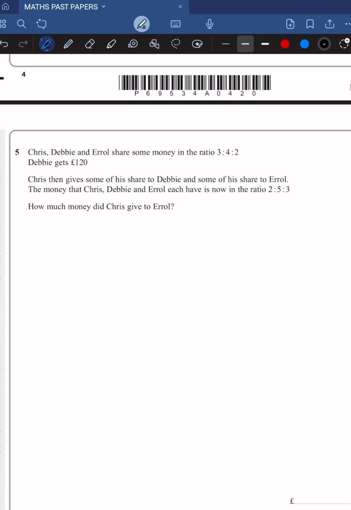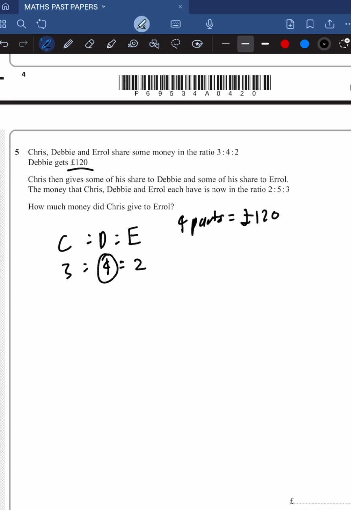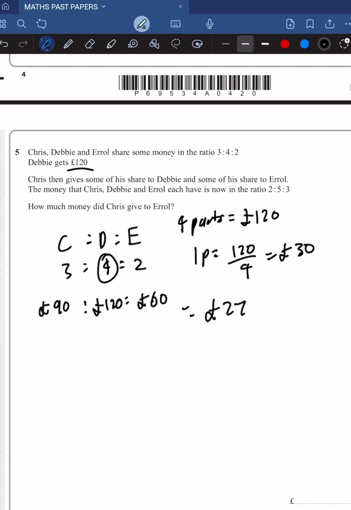Well, let's see. So Chris to Debbie to Errol is 3:4:2 initially, right? So we know that 4 parts is £120. So 1 part is 120 over 4, which is of course £30. So Chris has £90, 3 times 30. Errol has £60, and Debbie has £120. So the total is 90 plus 120 plus 60, which is £270 between them.